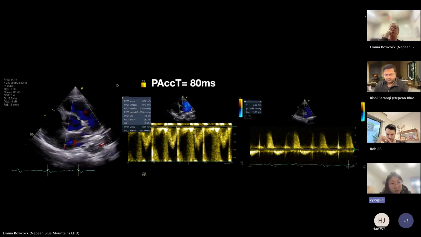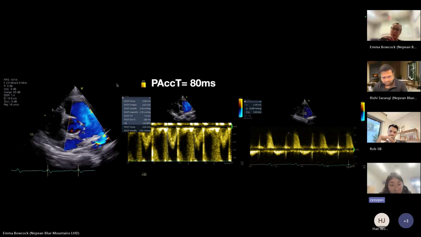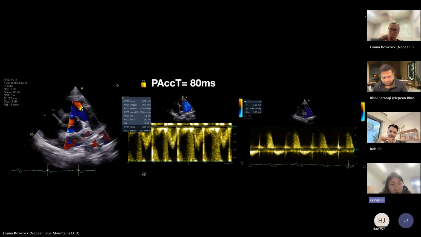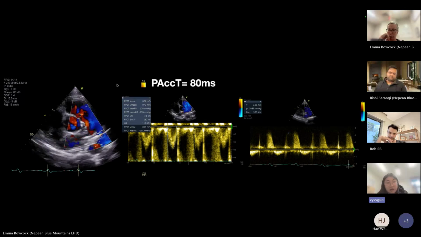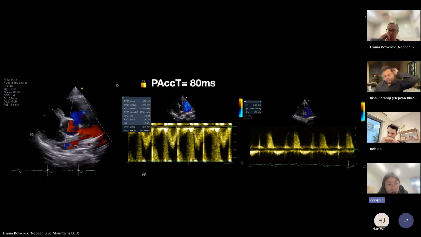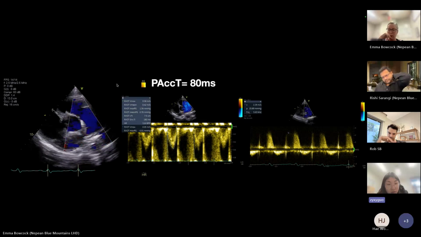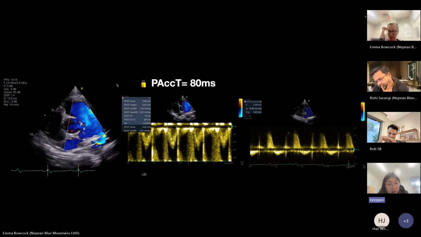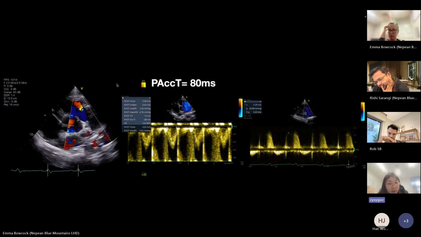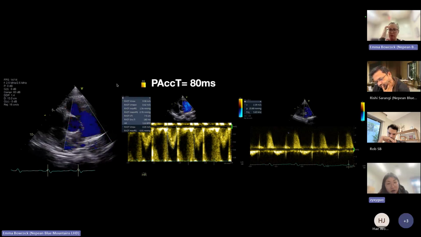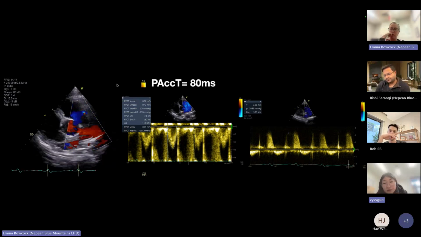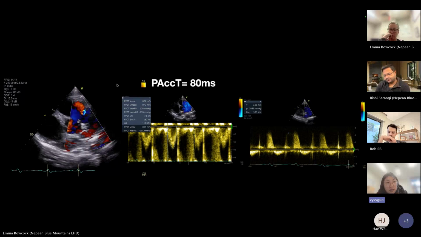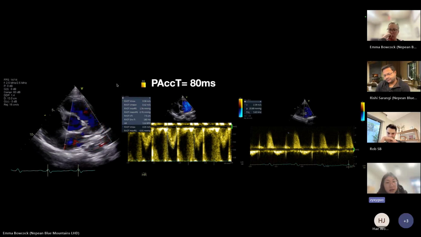The RVOT VTI is low, in keeping with severely impaired RV systolic dysfunction. In terms of the profile of the RVOT trace, I like to measure the pulmonary acceleration time. There is no obvious, oh, sorry, it is 80. Yeah, no, sorry, you're right. So that's reduced. That's in keeping with elevated pulmonary vascular resistance.